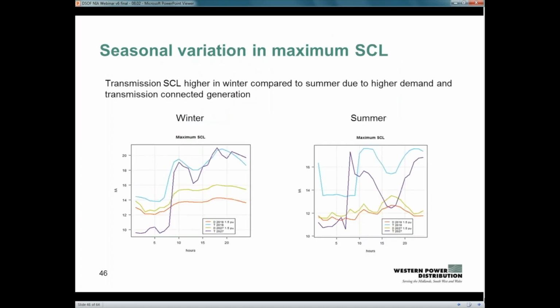We also had a look at the seasonal variation in short circuit level. I've just included a couple of graphs here. The report has far more detail of this.